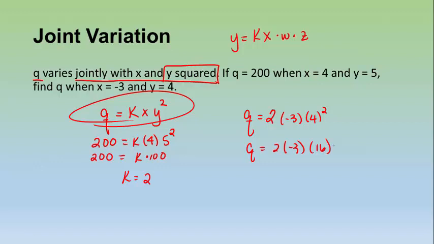Oh, of course, I grabbed the calculator and the batteries just died. I better charge that. Sorry about that. So I should have 6 times 16, or negative 6 times 16. So q equals negative 96.